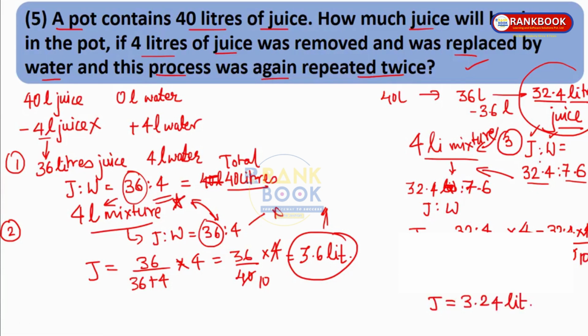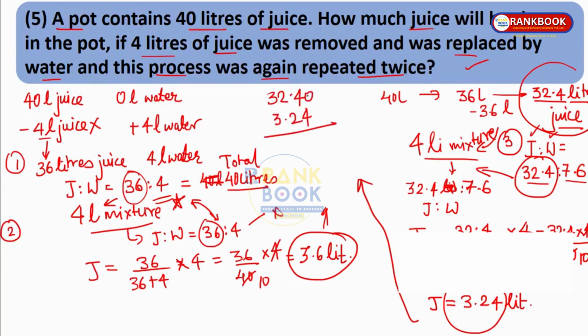Okay. So initially it was 32.4 liters. Now 3.24 has been removed. So how much juice is left? Let us see over here. It is 32.4 minus 3.24. Okay, what you will get over here? 10 minus 4 is 6, 3 minus 2 is 1. Okay, over here we will have 12 minus 3 is 9. 29.16 liter of juice is still left, right? So 29.16 liter of juice is left.